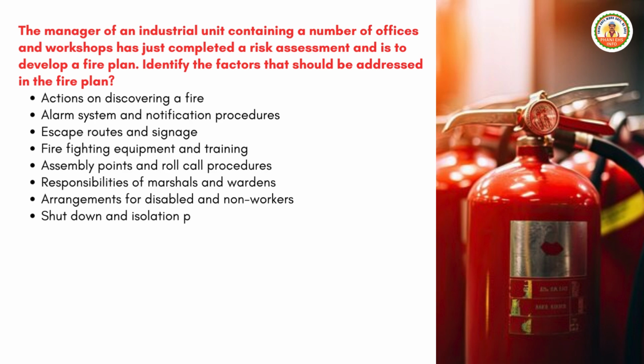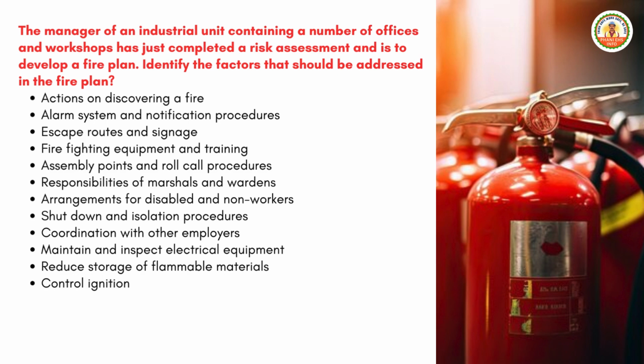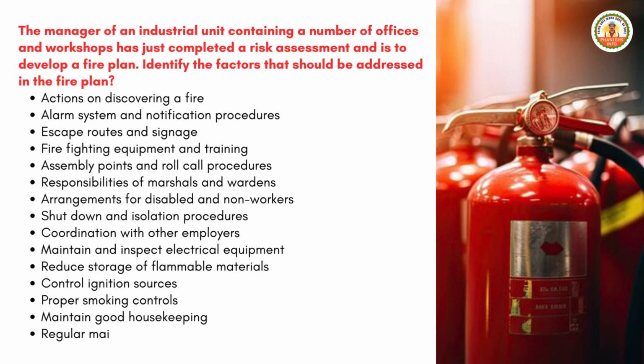List 8 ways of reducing the risk of a fire starting in a workplace. Maintain and inspect electrical equipment. Reduce storage of flammable materials. Control ignition sources. Proper smoking controls. Maintain good housekeeping. Regular maintenance of machinery. Proper storage of flammable liquids and gases.